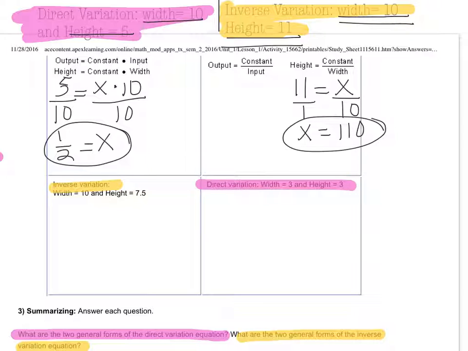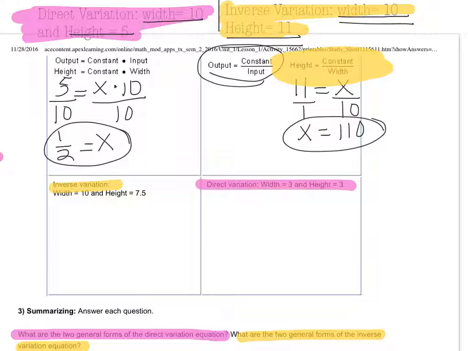Keeping it going, I got an inverse variation with a width of 10 and a height of 7.5. Don't let this bother you. That's why I went ahead and highlighted both of those in yellow, because you're actually going to use this same exact equation, which inversely is going to help you use this equation right here. So the height is equal to the constant divided by the width.